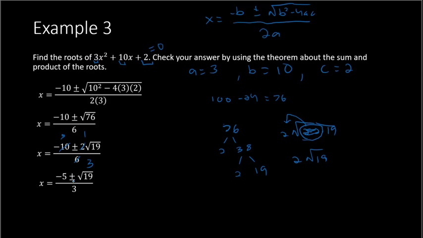All right, so this would be our solution. And notice the plus or minus means we have two different answers, right? Two different roots. So the first root would be negative 5 plus the square root of 19 over 3, and the second one would be negative 5 minus the square root of 19 over 3. So that would be our two roots.